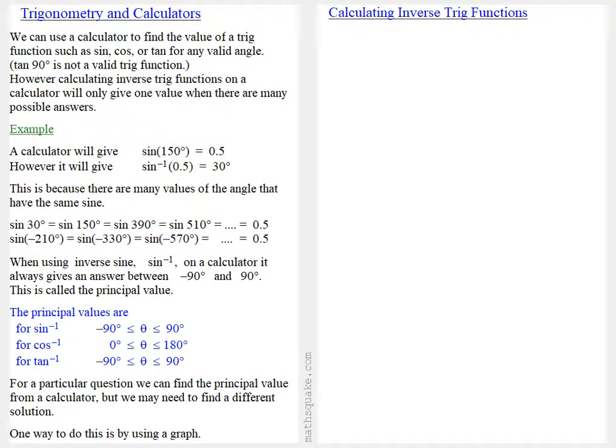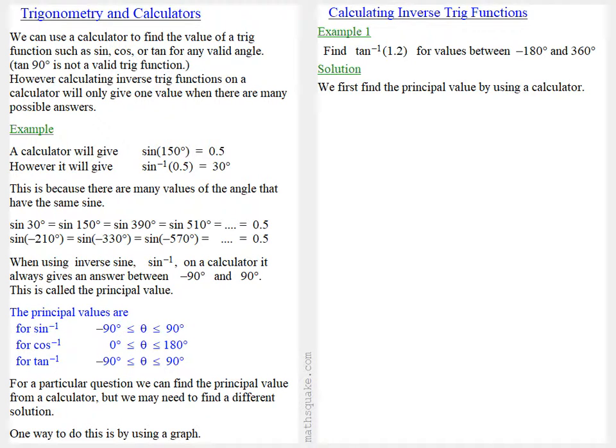Calculating inverse trig functions. Let's have a look at an example. Find the value of the inverse tangent of 1.2 for values between minus 180 degrees and 360 degrees. Well, to solve this, we first find the principal value using a calculator. So we type into the calculator the inverse tangent of 1.2 equals, and it gives the answer 50.2 when it's been rounded off to one decimal place.